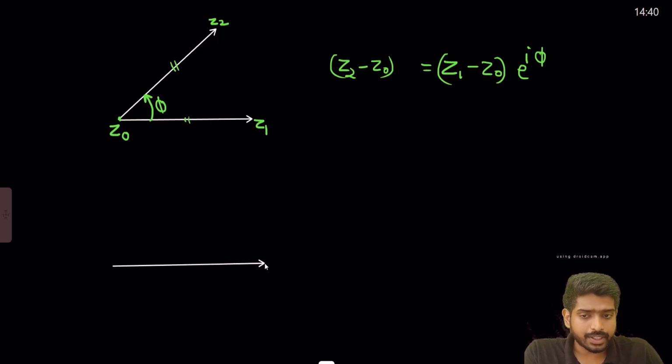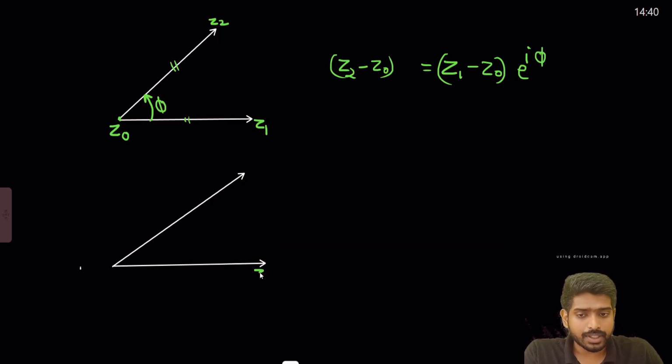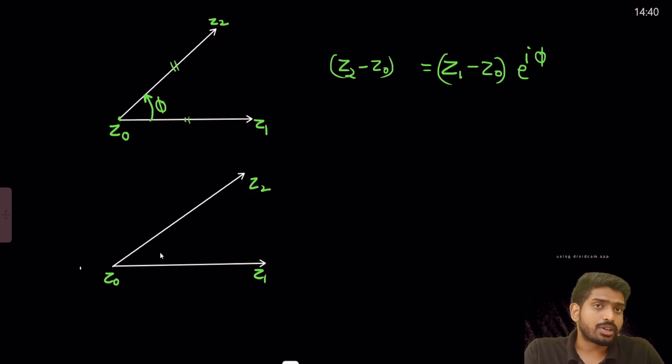Otherwise, if magnitudes are not equal, again we'll make a unit vector and solve. Suppose I have taken this vector and one more vector. Both vectors have different magnitude. This vector is z1, z0, z2. This is z1 minus z0 and z2 minus z0, which do not have the same magnitude. Got it? But the angle between them is phi.